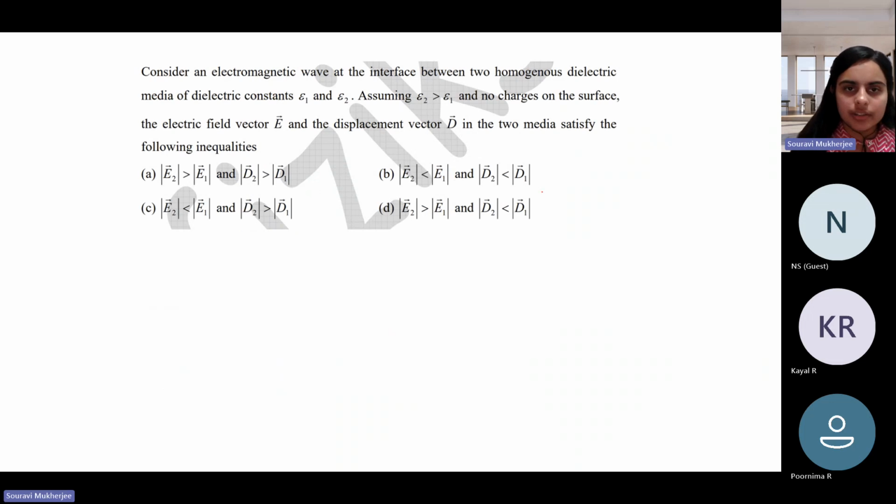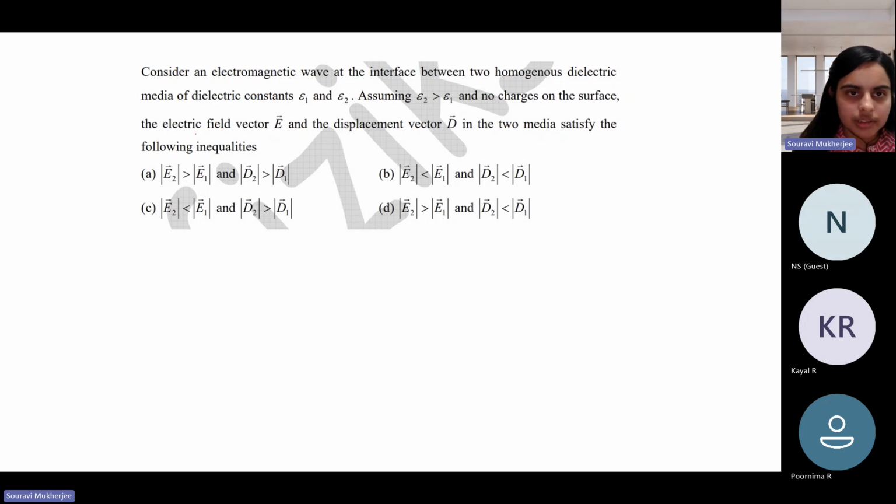So now this is another question which says: consider an electromagnetic wave at an interface between two homogeneous dielectric media of different dielectric constants, epsilon 1 and epsilon 2. Now we assume that epsilon 2 is greater than epsilon 1 and there's no charge on the surface. So no charge on the surface means the normal component of the displacement vector is continuous, right? There's no charge on the surface.